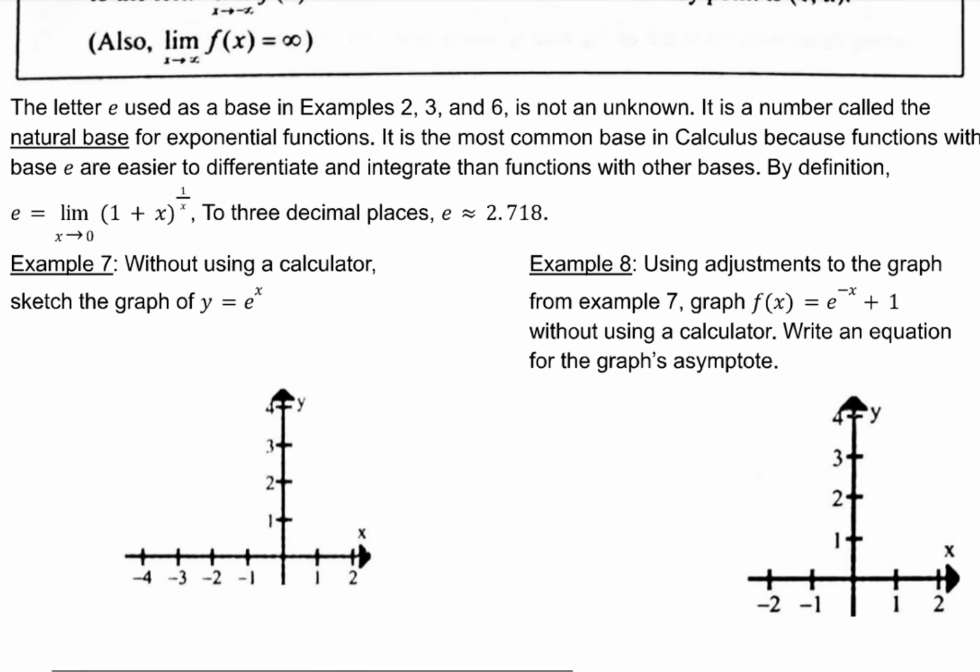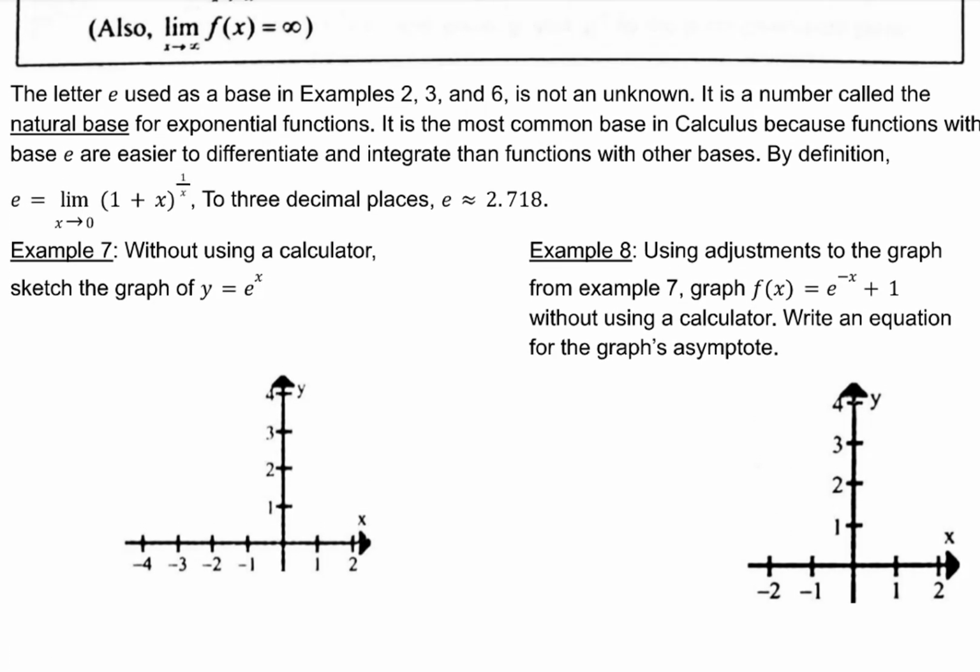The letter e used as a base in examples 2, 3, and 6 is not an unknown. We know this number. It's the natural number. It is called the natural base for exponential functions. It is the most common base in calculus because functions with base e are easier to differentiate and integrate than functions with other bases. By definition, e is the limit as x approaches 0 of (1 plus x) to the 1 over x. And to 3 decimal places, that would be 2.718.